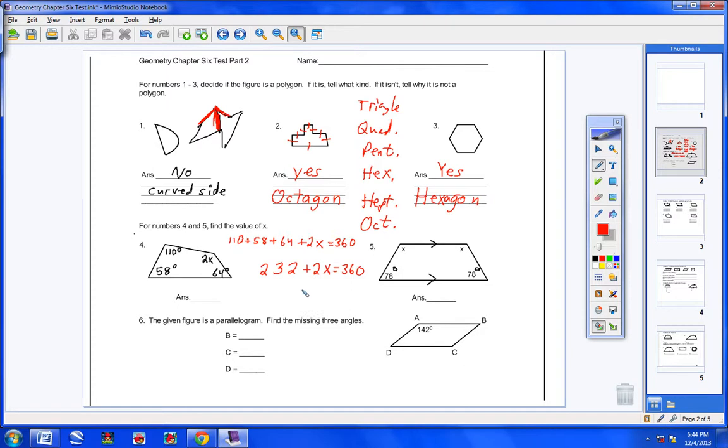Now, let's continue to solve the equation. This is a positive 232. Bring it over to the other side, and when you bring the 232 over, it becomes a negative 232. You change the signs. So you're left with 2x equals 128. And then divide both sides by 2, and x equals 64. X equals 64. There we go. Students, it's just that simple. Please don't forget that when you have a quadrilateral, all 4 angles added together will equal 360.